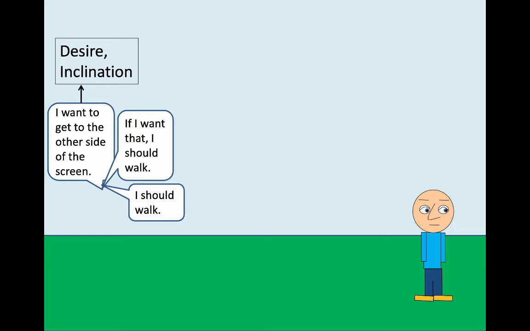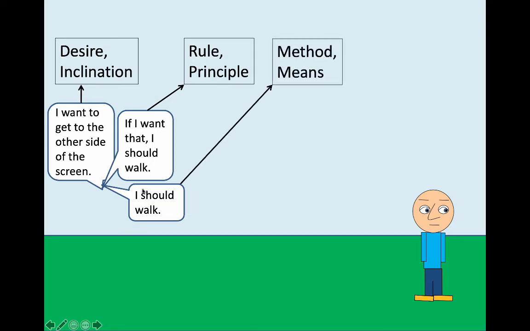Now, Kant is going to label the various parts of the action. He labels the wanting to get to the other side of the screen the desire or the inclination. Those are pretty ordinary words. You can think of the conditional here, if I want to get to the other side of the screen, then I should walk, as a rule or principle that the person is following to get from one side to the other. And you could think of the walking itself as the means to the end of getting to the other side. And then being on the other side is the end or the goal or the purpose of the action.